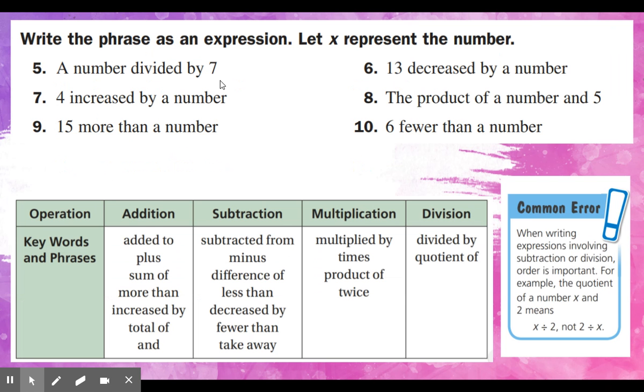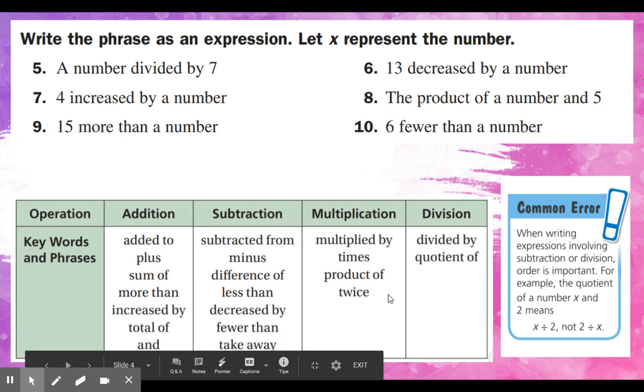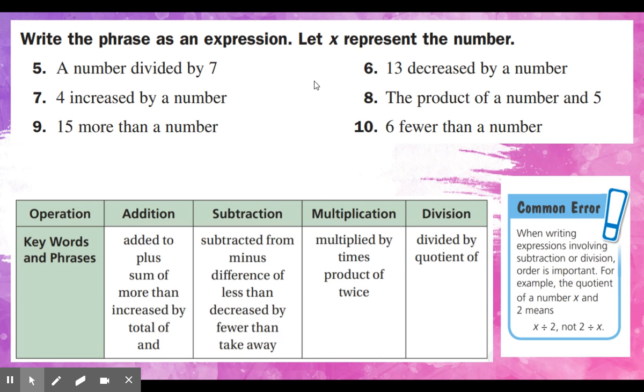Okay, so if we were to have to do all of these, we would look for those keywords if we're unsure in our math book to find out where we would go with those expressions. So let's look at 5. A number divided by 7. That one's pretty evident. Okay, a number divided by 7, hands down.